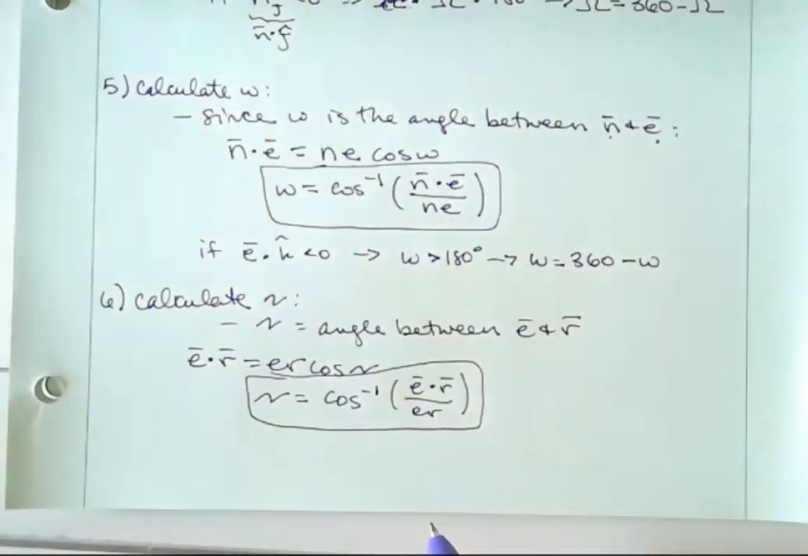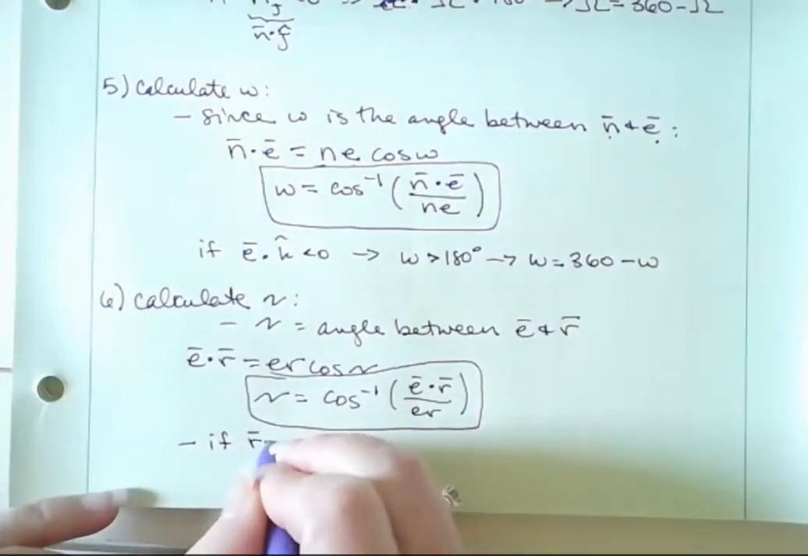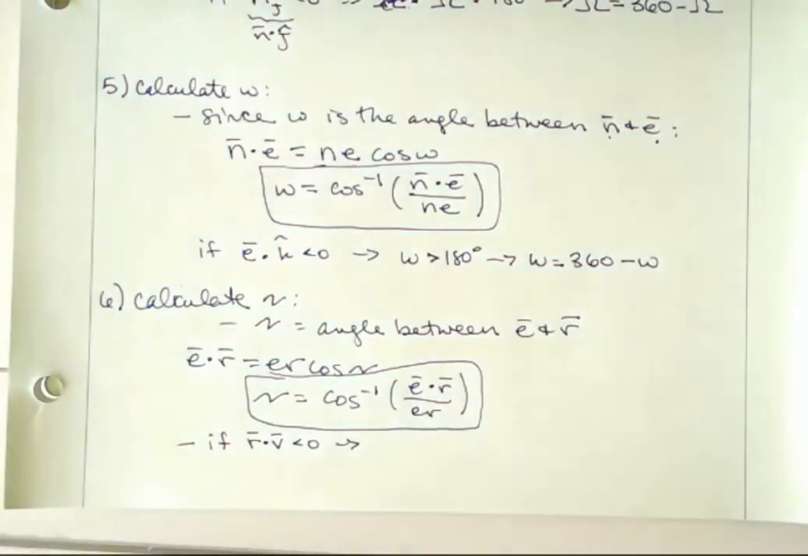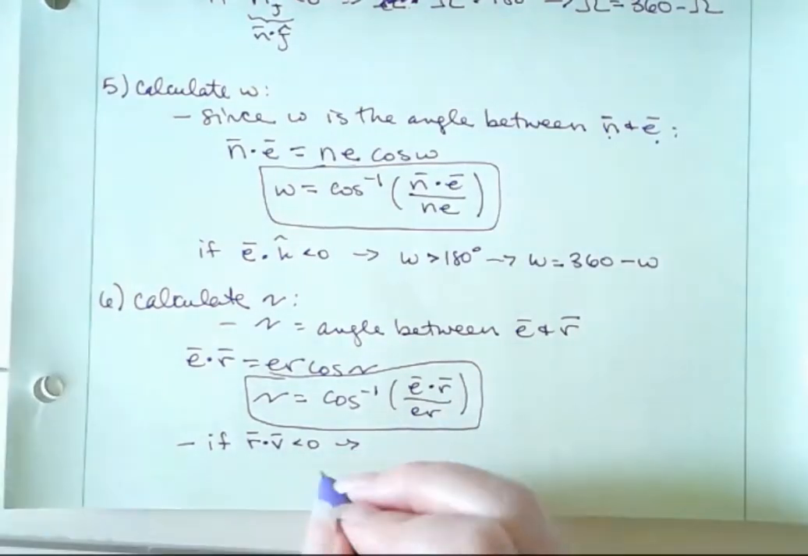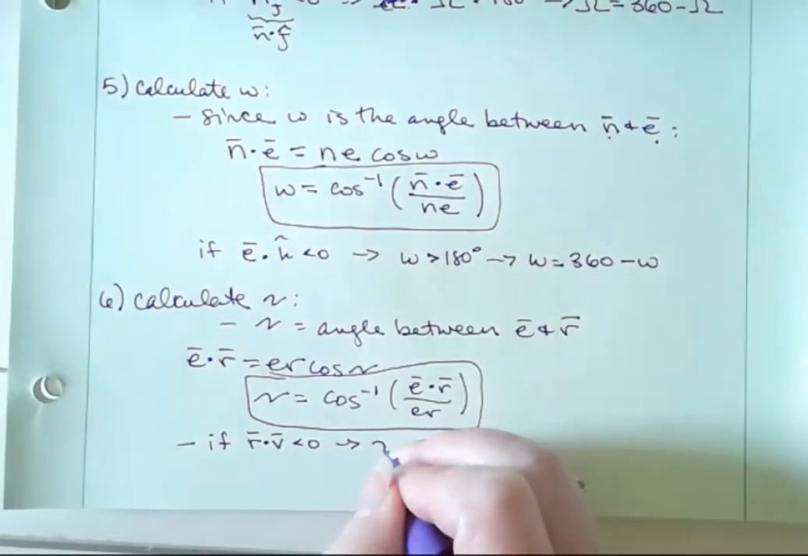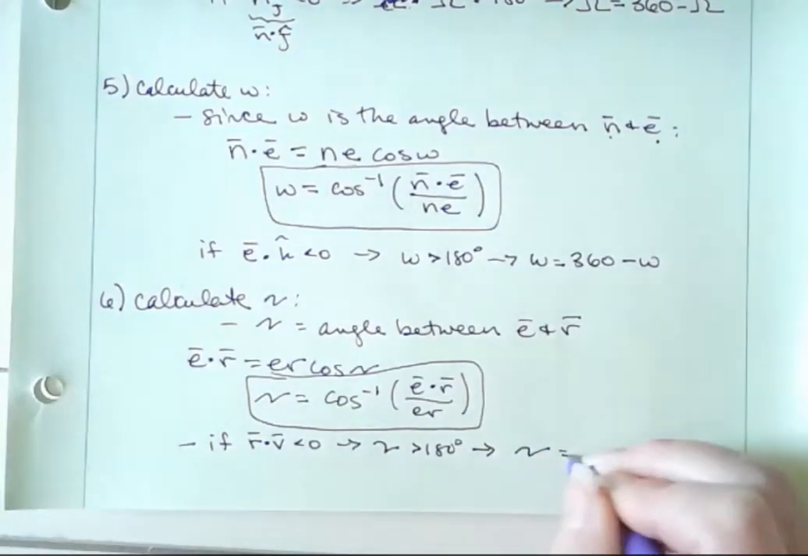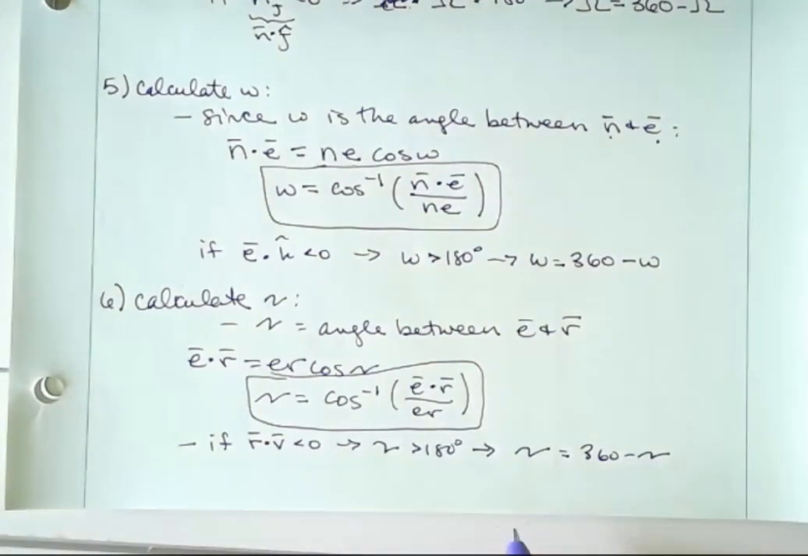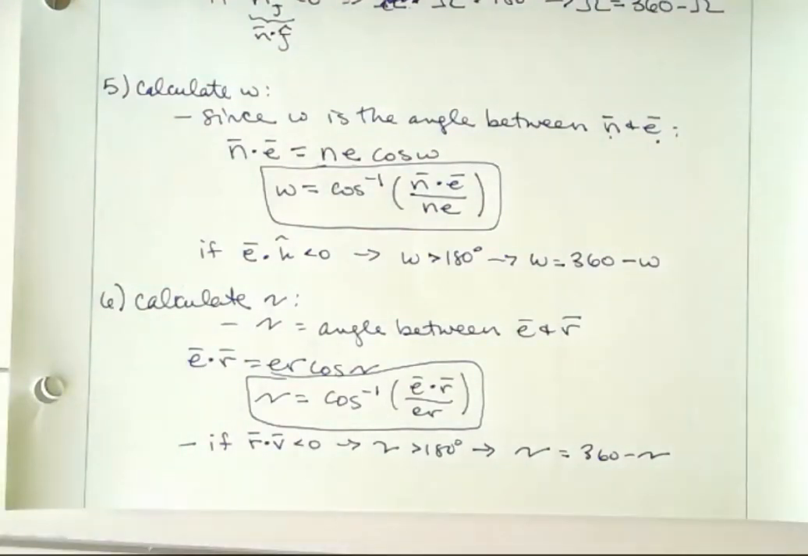So this one again, you need to check and see where that is. For this one, we're going to do if R dot V is less than 0, then that means nu is greater than 180. So we're going to do nu equals 360 minus nu. So again, on this one, you'll have to do an if statement in your code to check and see if you need to do the 360 minus nu.